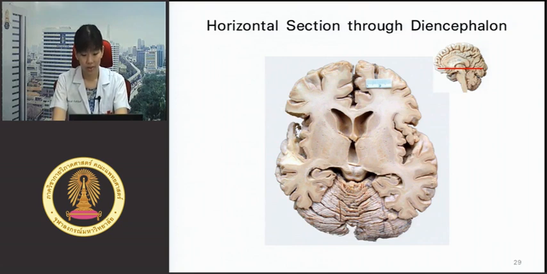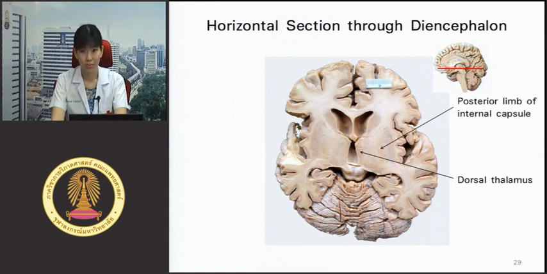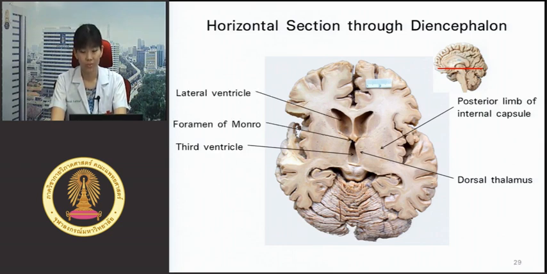The horizontal section through the diencephalon shows dorsal thalamus, which lies medial to posterior limbs of the internal capsule. The space between two thalami is third ventricle, which communicates with lateral ventricle through the foramen of Monro.